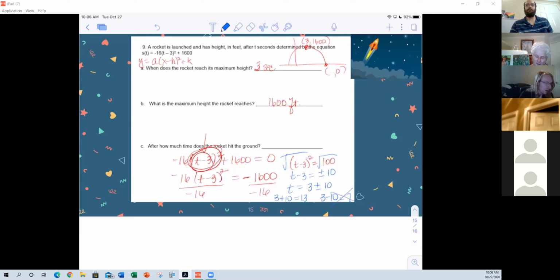So what is our answer? After how much time does the rocket hit the ground? It would be 13 seconds.